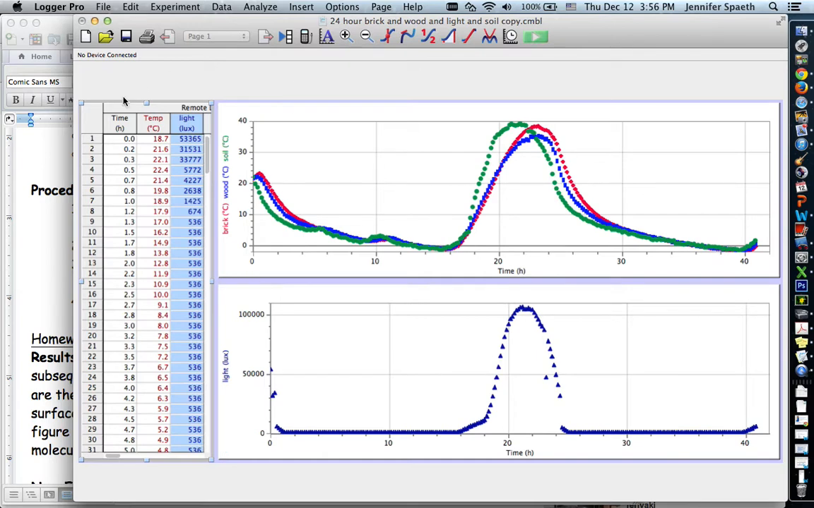As you can see in here, the red is the brick, the blue is the wood, and the green is the soil in this top graph. And down here, this is the light probe that was going on at the same time. So there's a lot of stuff that we can analyze here. We can analyze why the light started to increase here, and then why it went down here, and why it was starting to increase again at the end.